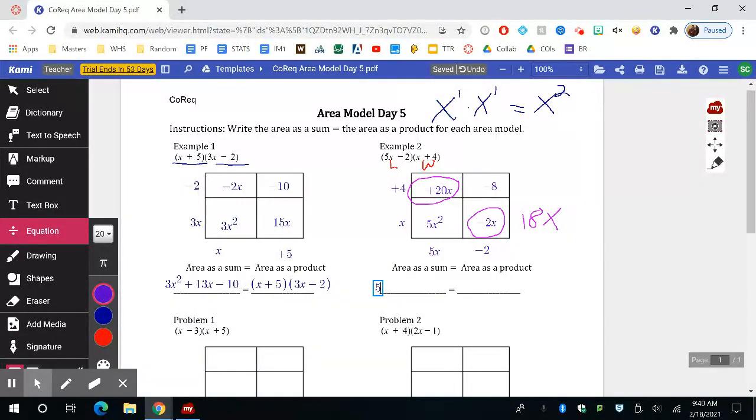Okay, so I have 5x to the second power plus 18x minus 8. And that should be my area as a sum. Now for the area as a product, again, it's what's given to me in the problem to begin with. Just parentheses, don't forget that, 5x minus 2, and multiplied by the width, which is x plus 4. Close parentheses. And here we have the area as the product as well.